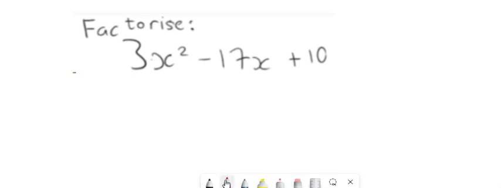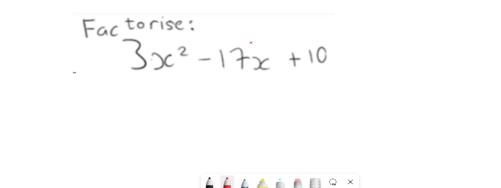Hi folks, this is how to factorize using the guide number method. You'll always know you have to use this method if you've got an x squared term, an x term, and then just a number by itself. So that's a quadratic expression there, and you have to use the guide number method for this.